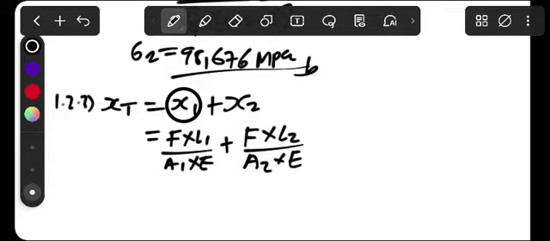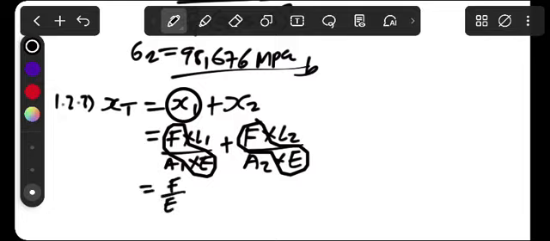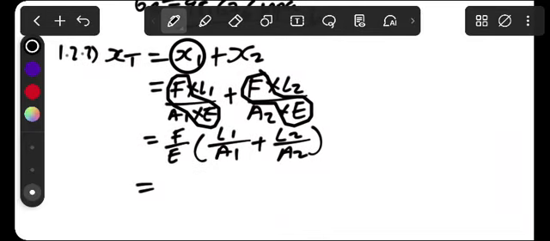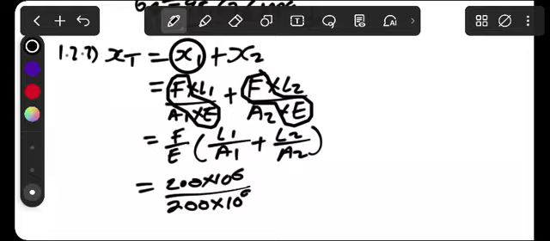So I will take these two as a common factor, as you can see, they are common. So this will be F over E into L1 over area 1 plus L2 over area 2. So this is what we have. The force was 200 times 10 to the power of 6. The modulus was 200 gigapascal, times 10 to the power of 9.